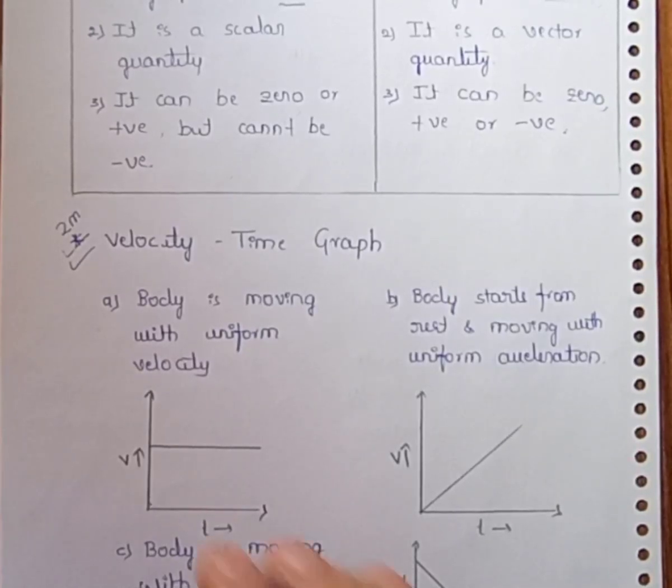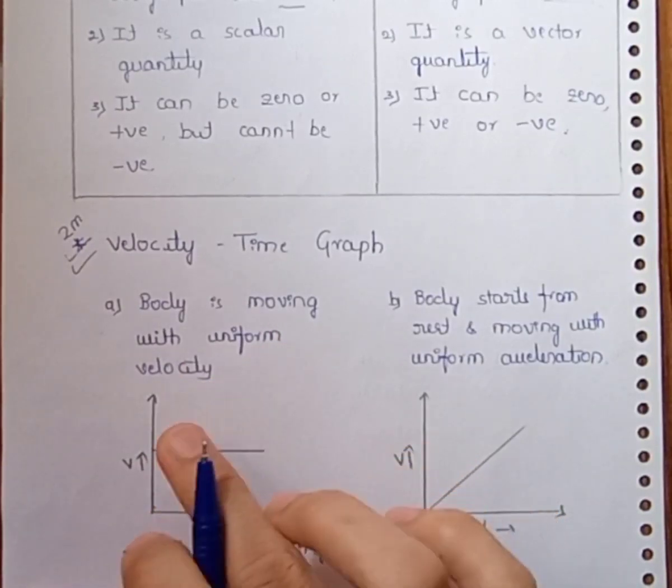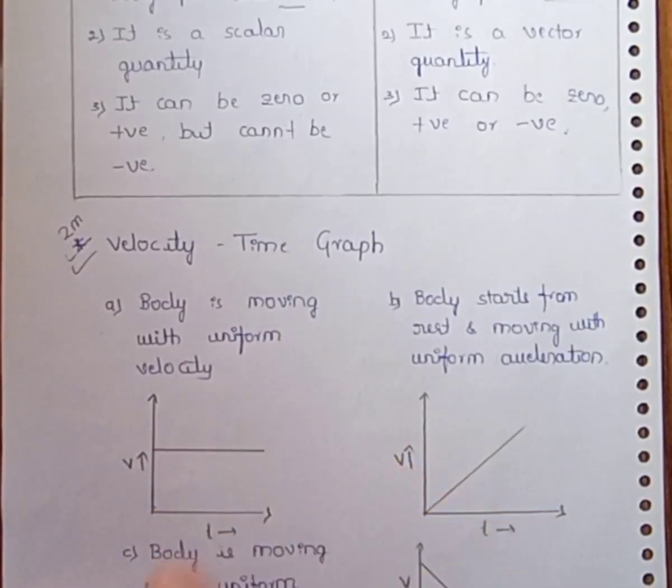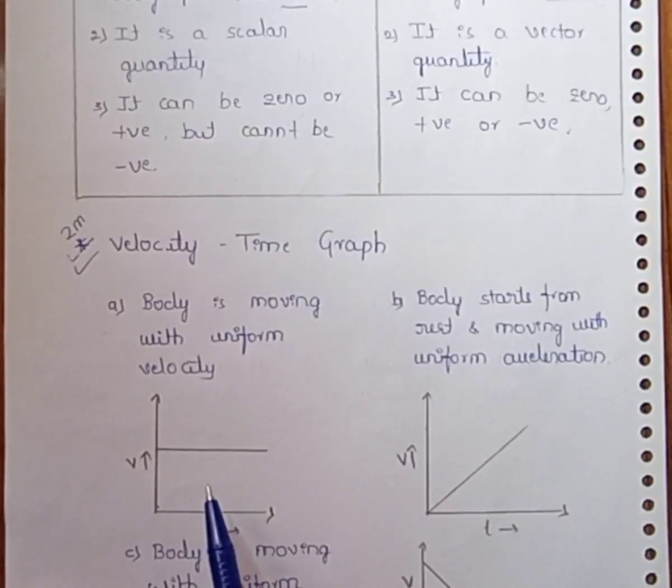Let us see. First case, it is when the body is moving with uniform velocity. Uniform means constant velocity. What happens in this case? See, as time increases, velocity is constant, which means the line is parallel to the x-axis in this case.